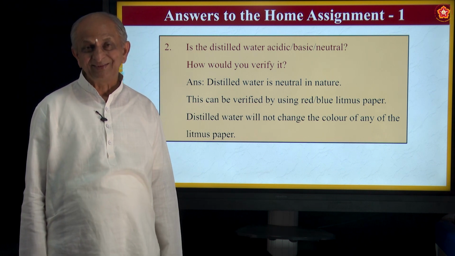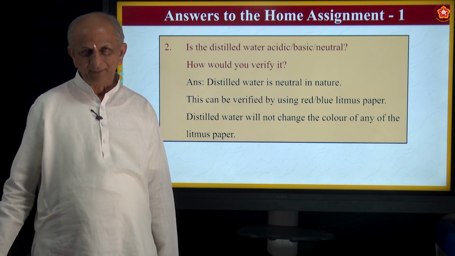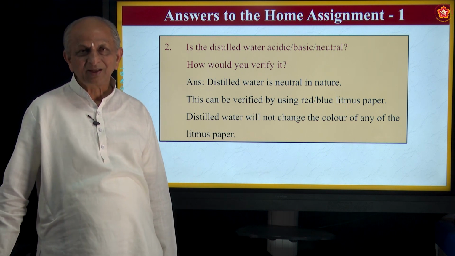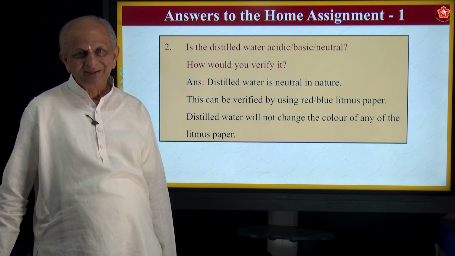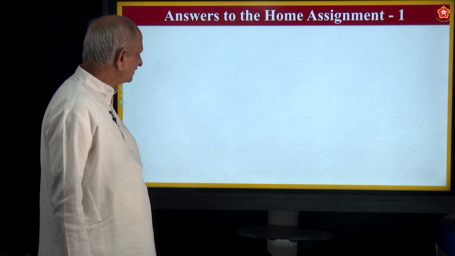What is litmus? Litmus is an indicator. It is obtained from a plant called, come on, anybody? Lichens. Correct? So that is the answer for that question.